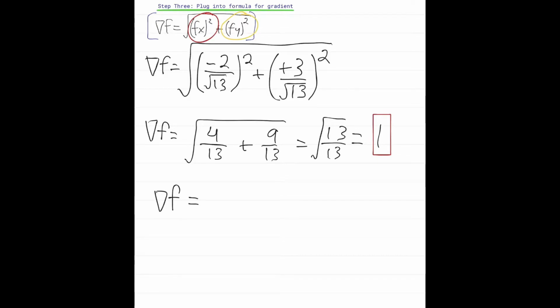So that is our answer. So we say that the gradient equals 1 at the point of -2x, +3y.